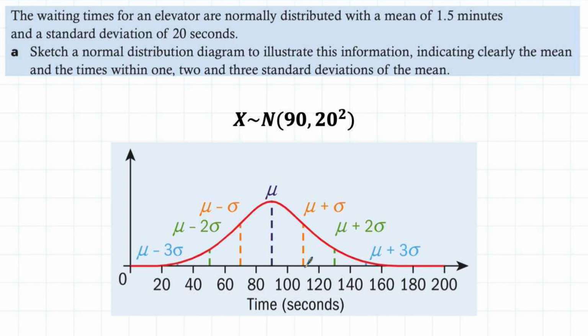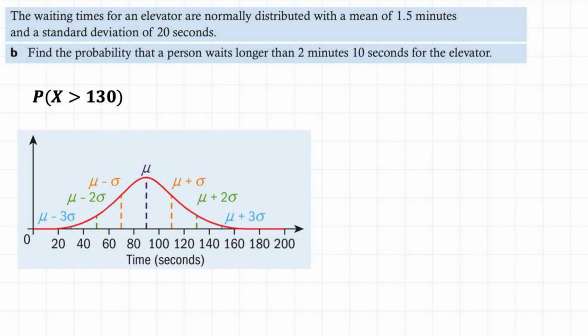So this would be the 90, this would be 110, 130, 150, and so on. So 70, 50, 30. Now, if I want the probability that a person waits longer than 2 minutes and 10 seconds, you are looking for X bigger than 130. Now, 130 is not a coincidental number. It's exactly 2 standard deviations more.